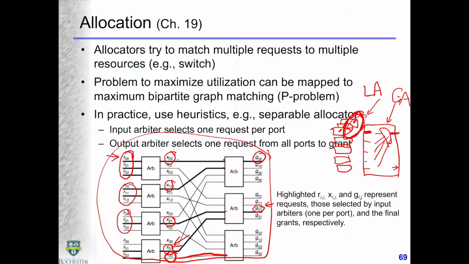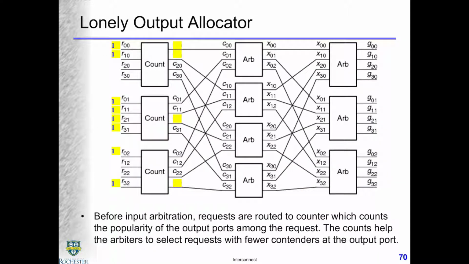Okay, and you can sort of map this to maximum bipartite graph matching problem in the mathematical way, but typically in real circuit we're talking about a real small number of these, so there are some heuristics to say, well, let's just do it. It's not guaranteed to be correct, to be optimal, but you know, it's good. It works in the common case. Here's one example. There are other examples. You can come up with your own. It's called the lonely output allocator.